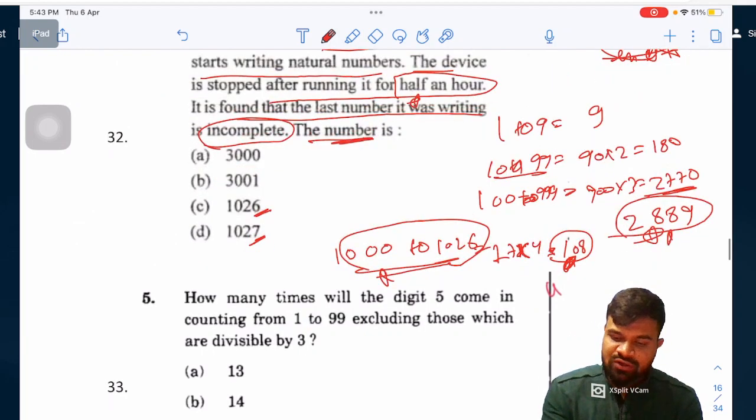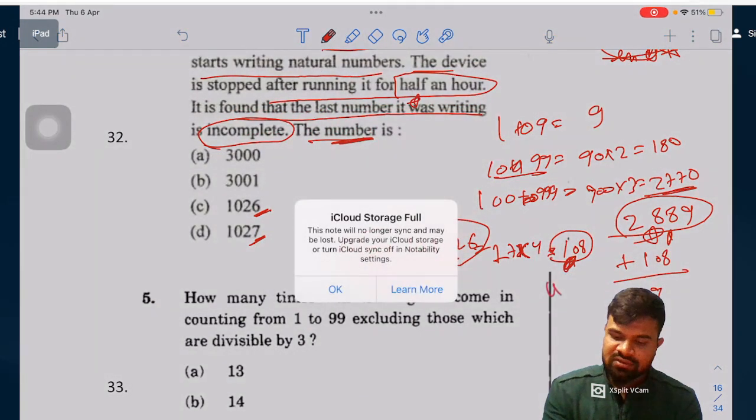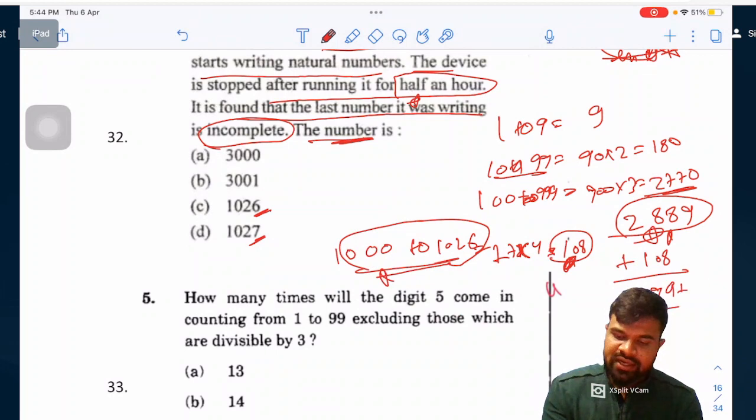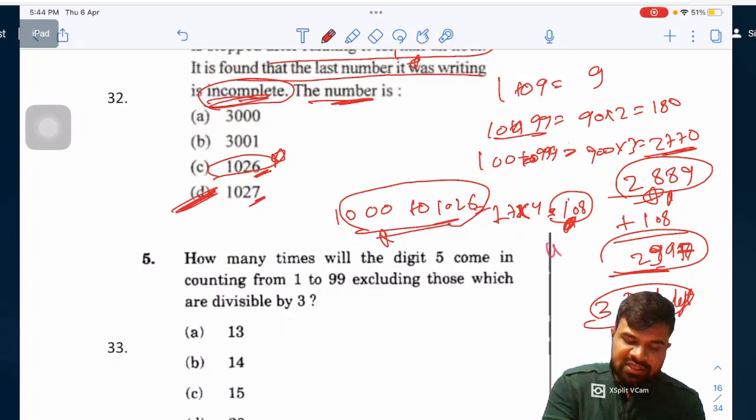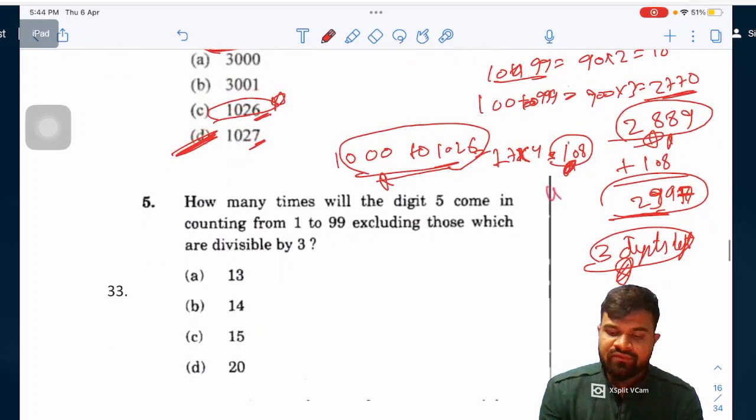Then you will add 2889 plus 108. It will come 2997. So using 2997 digits, we are writing till 1026. We have three digits left when the machine stopped. The last number it was writing was incomplete. This number is 1027.